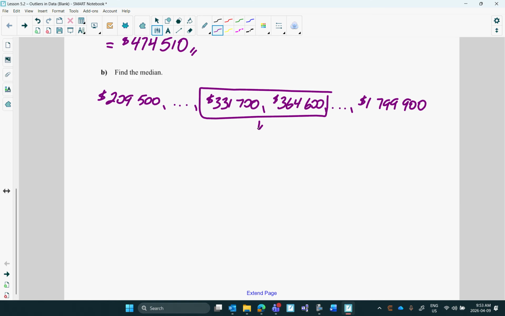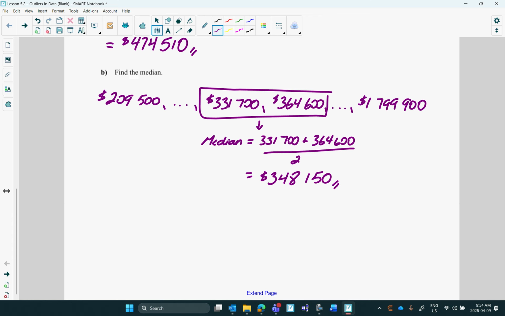So the median, I would have to average these. So I have to go 331,700 plus 364,600, divide by 2, and that's going to give me a median of 348,150. Which is quite different from the mean. Okay? I mean, that's over $100,000 lower.